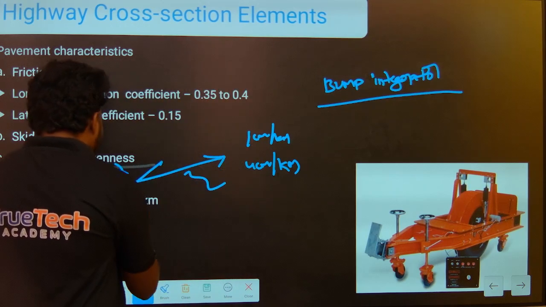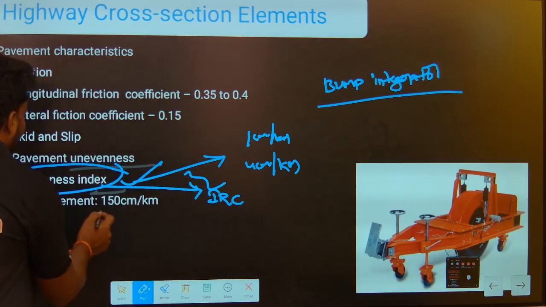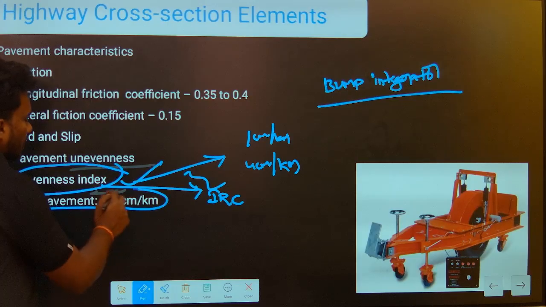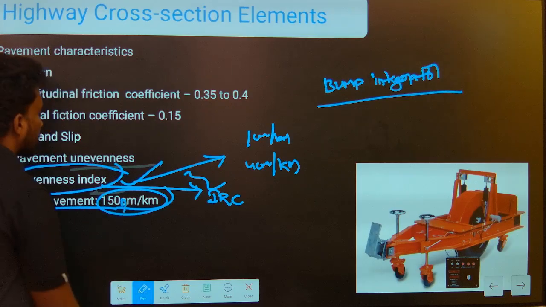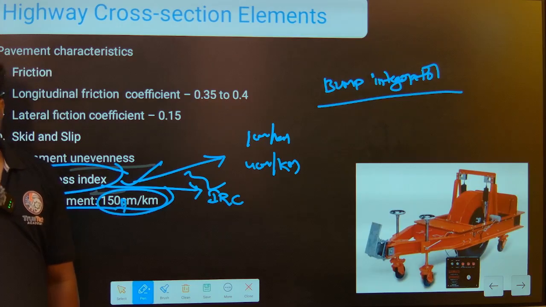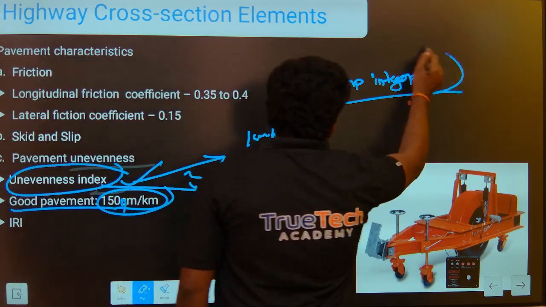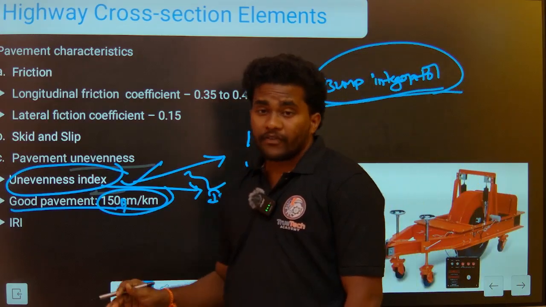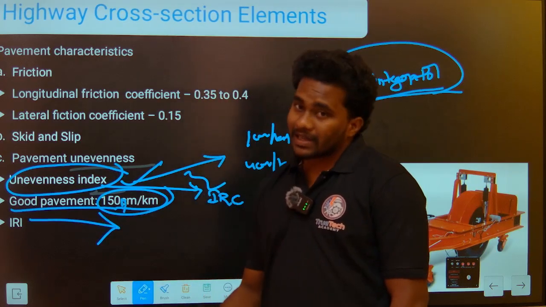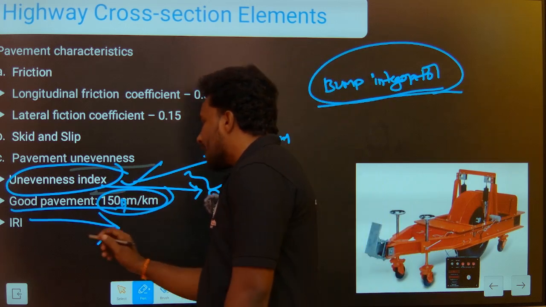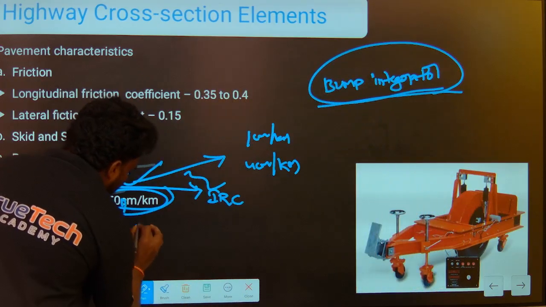And now this is used in IRC, Indian Roads Congress, and as per the IRC, good pavement is having 150 mm per kilometer, not centimeters. Centimeters means too much. And this is used in our country only. In the world, the term used for the pavement unevenness is the IRI. IRI is nothing but the International Roughness Index. IRI is most important.